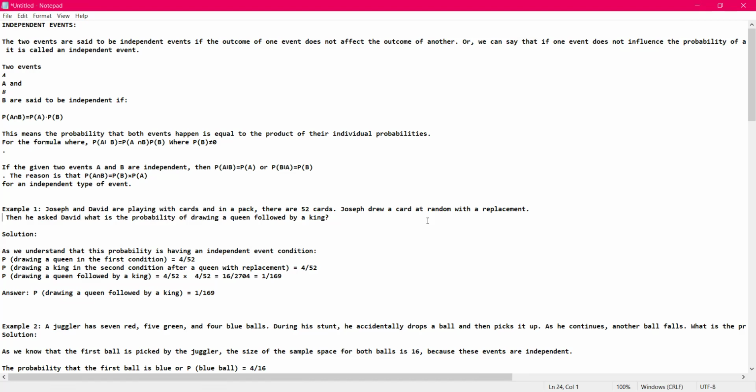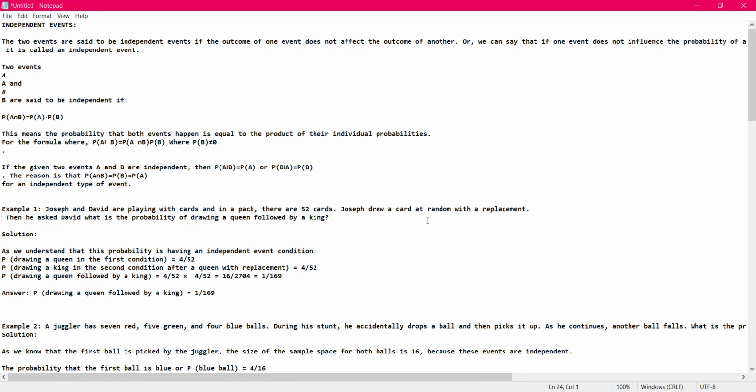Next one: drawing a king in the second condition after a queen with replacement. It means we are drawing a card in the second condition after a queen with replacement. It means we are replacing that queen with another one. It means again we will be having four kings out of 52. That's why it is 4 by 52.